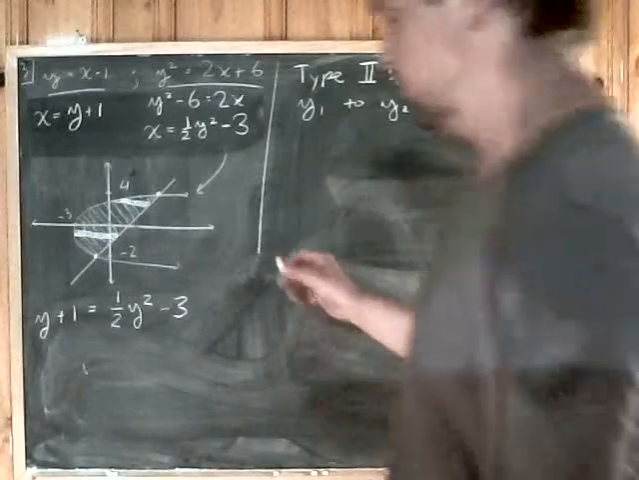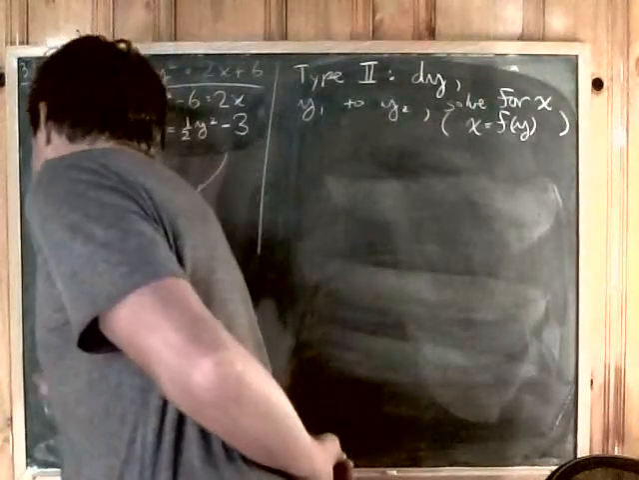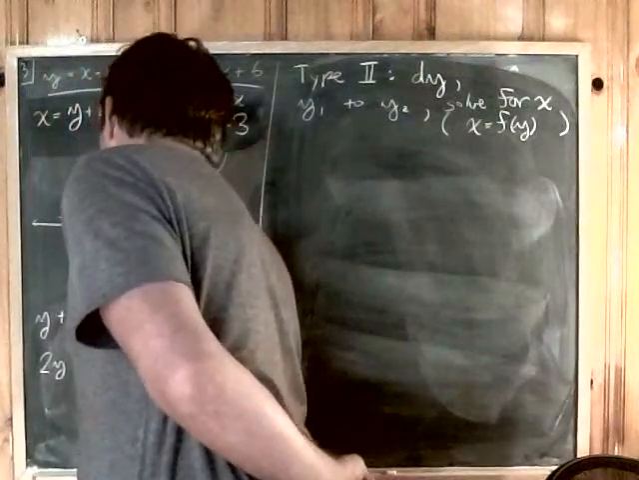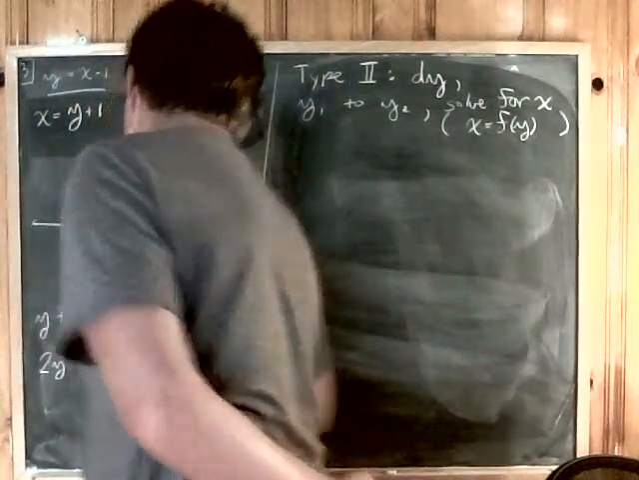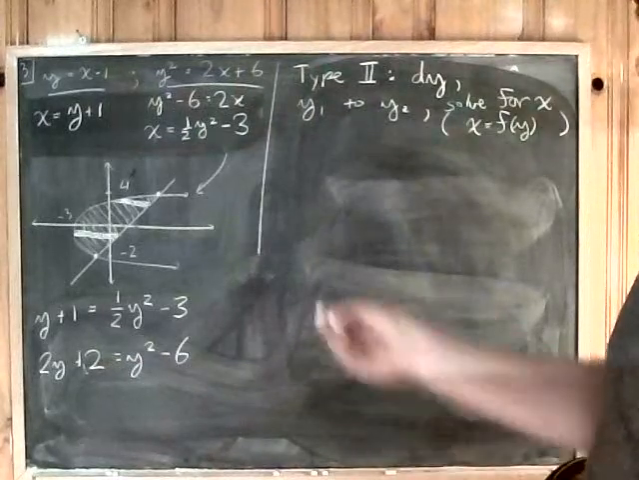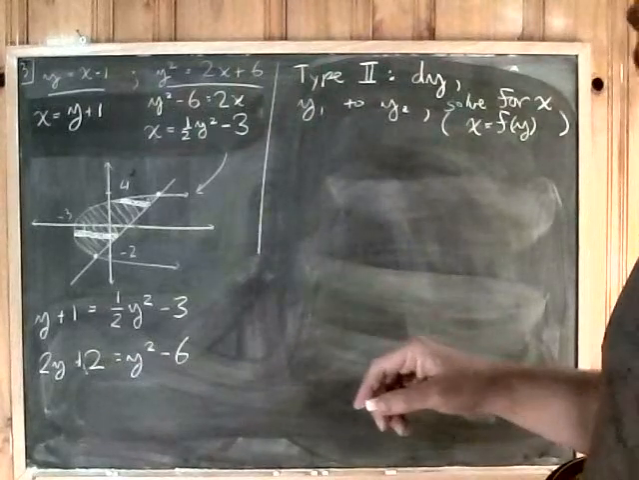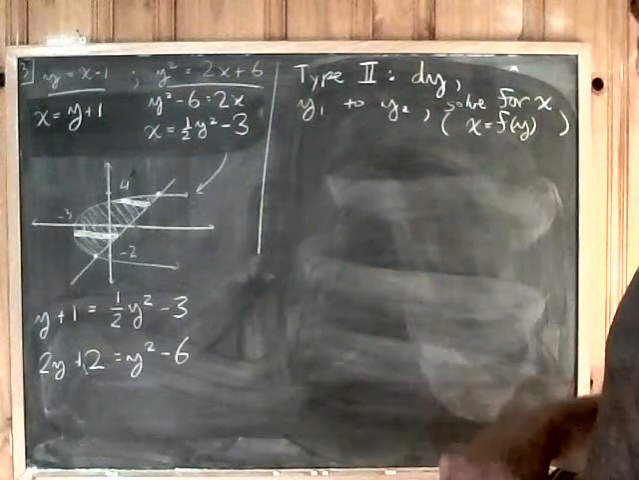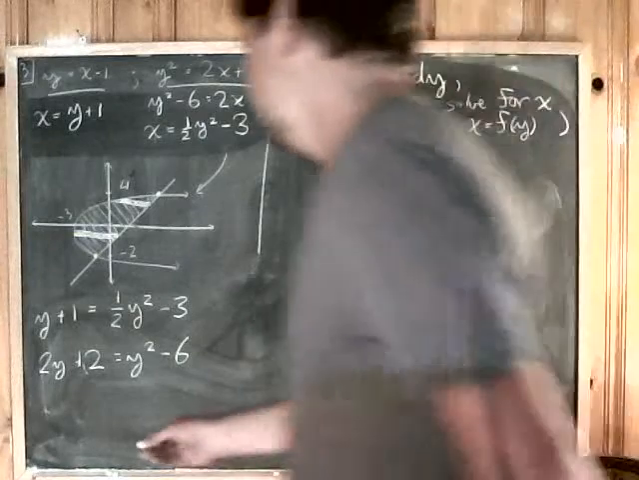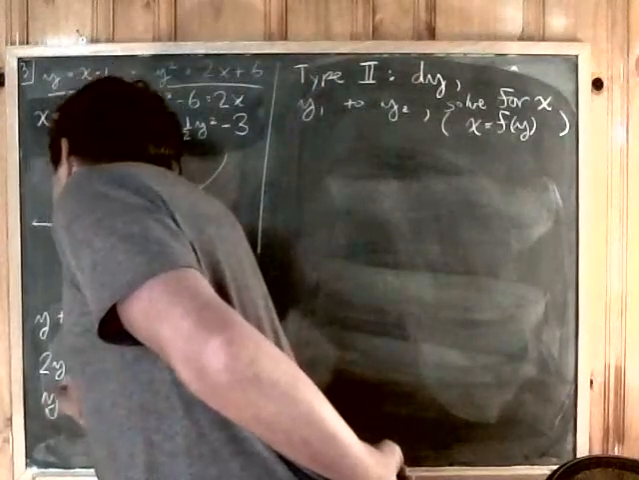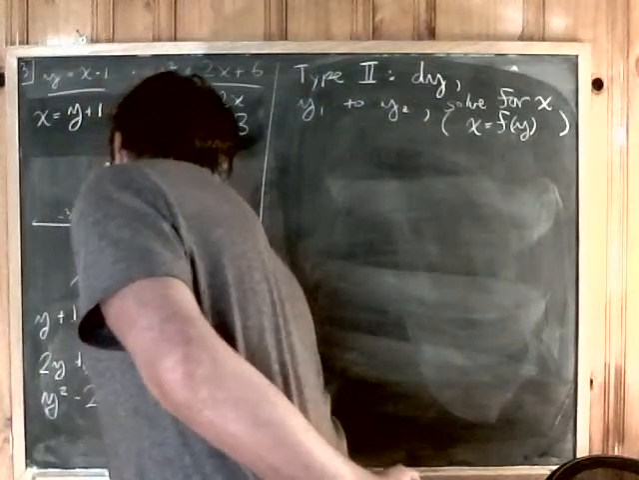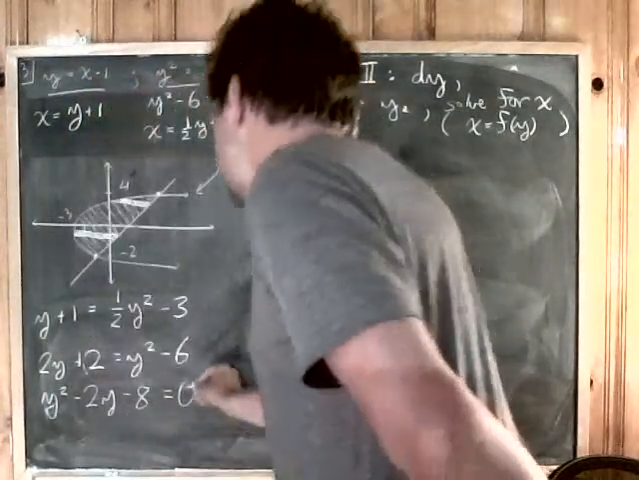Fractions are always harder to work with, right? So 2y plus 2 equals y squared minus 6. Now move everything to one side. I'll take that y squared side, and I'll subtract the 2, so I'll have y squared minus 8, and I'll subtract the 2y, so I'll have y squared minus 2y minus 8 all equal to 0.